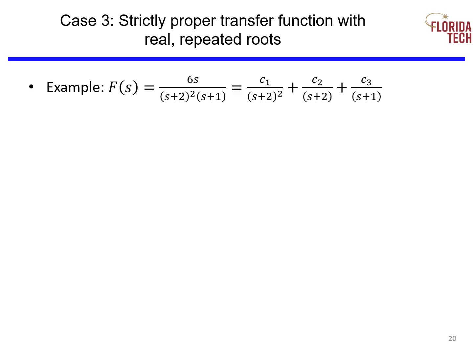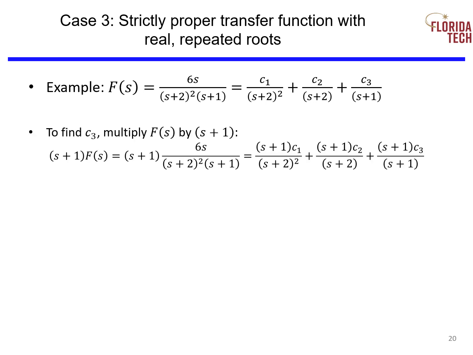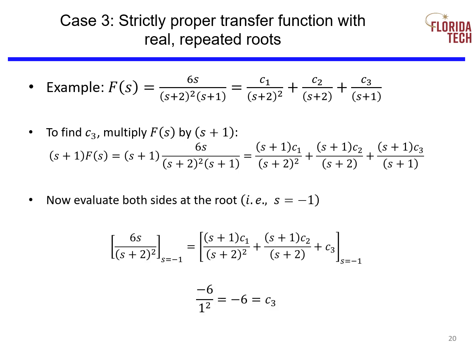To find C3, simply use the techniques from case 1. Multiply f of s by s plus 1. Now evaluate both sides at the root. For this case, s equals minus 1. This results in C3 equals minus 6.